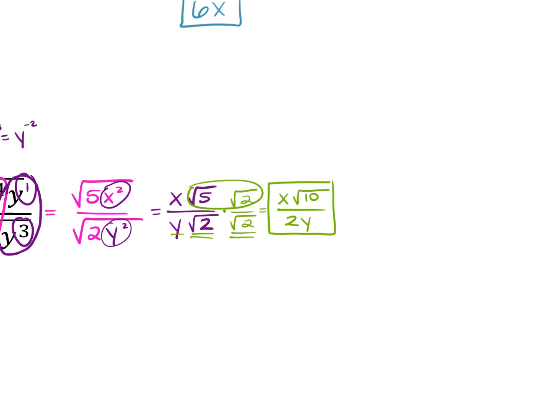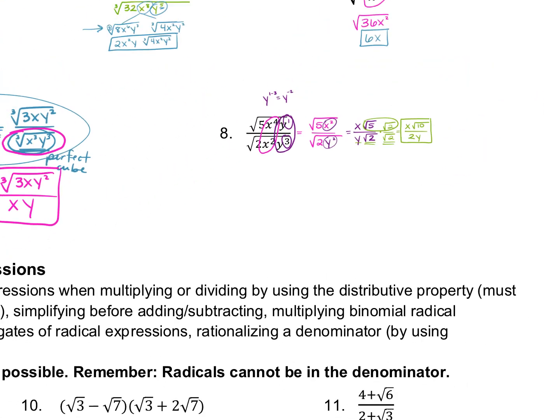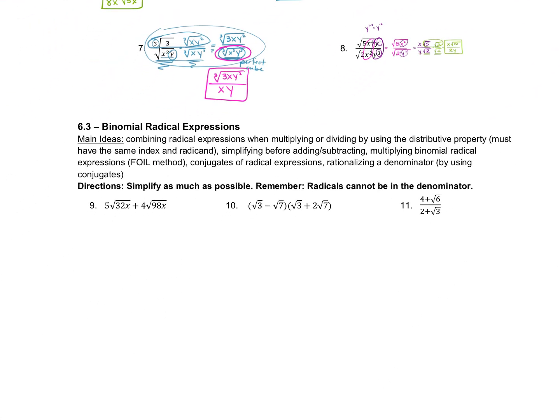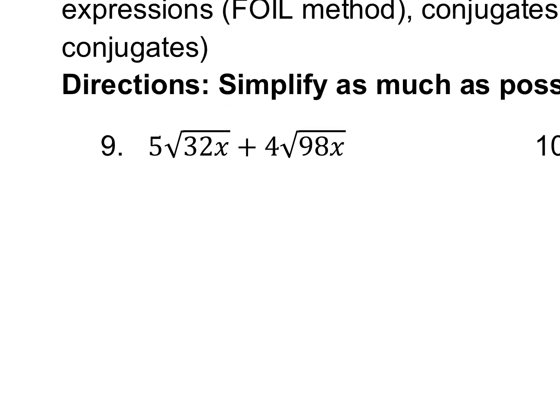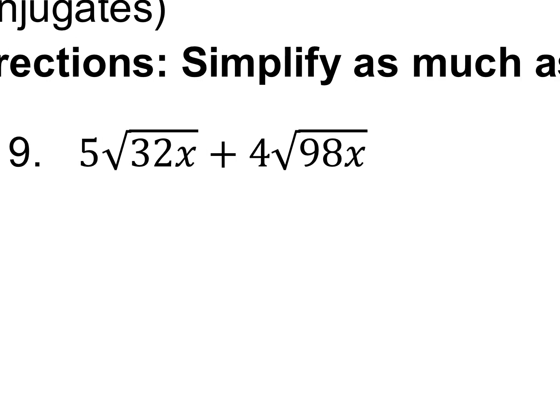All right, next one. So this is on to the last section, 6.3, that is on your quiz. For this one, again, you're going to simplify as much as you can, and you can't leave radicals in the denominator. So let's start here. We are going to break down these radicals into something a little simpler if possible. So we still have the 5 out in front, and then that 32x will break down. So what perfect square is 32 divisible by? That would be 16 and 2.